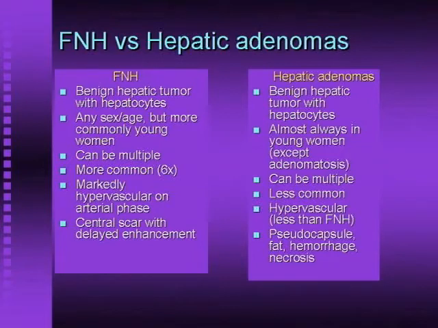Here, just a side-by-side comparing FNHs with adenomas to note the differentiating features. They both are benign hepatocellular tumors. They can affect young women and be multiple. Statistically, you're most likely to encounter an FNH, 6 times as common as an adenoma. And if you see the central scar, that can also be helpful for an FNH, whereas for adenomas, the fat, hemorrhage, necrosis, pseudocapsule can tip you in that direction.